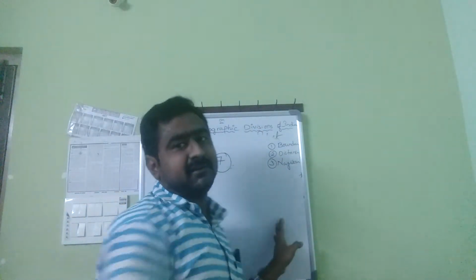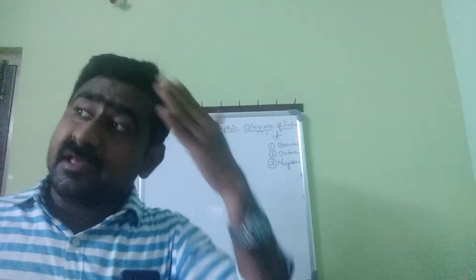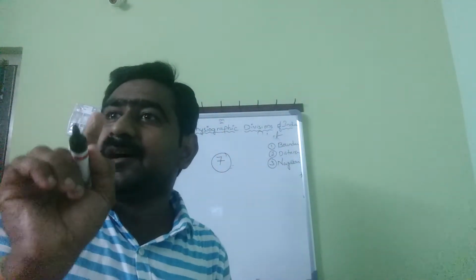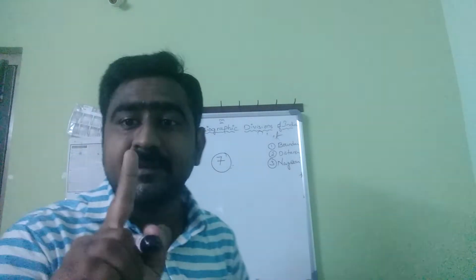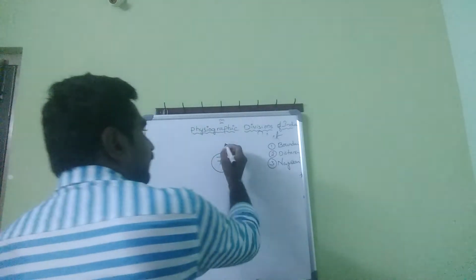Means 7 countries. So in a bit paper there is a chance of asking how many countries are there that share a common boundary with India? It is nothing but 7 countries. So 7 neighboring countries. Then what are those? You have to know that one. So let me tell you the neighboring countries.